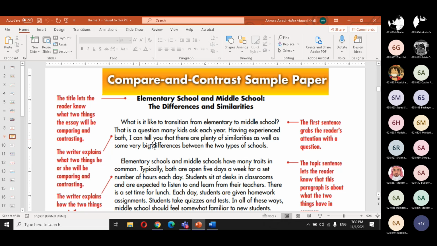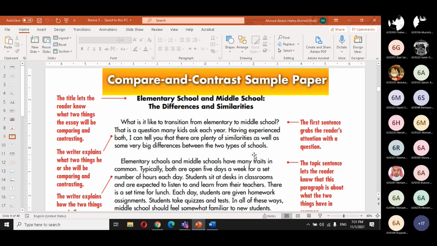Having experienced both. احنا عرفنا انه هيتكلم على ايه؟ على elementary وميدل، بس ما عرفنا من اي زاوية. النص الثاني من introduction هو اللي بيبين من اي زاوية هتكتب عنهم. لازم تقول، مو لغز ولا فزورة للقارئ، لازم يعرف هيقرأ ايه. شوف الجملة الثانية مكتوب فيها ايه. Okay, I can tell you that there are plenty of. Plenty of means a lot of similarities as well as some very big differences between the two types of school.